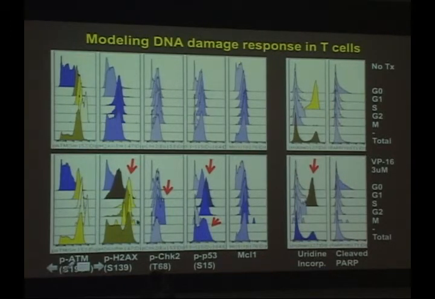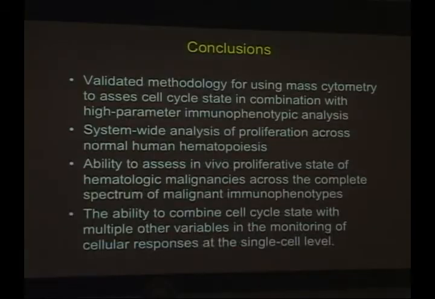Similarly with H2AX, again, the damage is getting accumulated in these cycling cells, not in the cells that are in G0. And this, again, sort of supports things like the stem cell hypothesis, that these quiescent cells are not getting killed by chemotherapy because they're not in a cell cycle state to allow it.